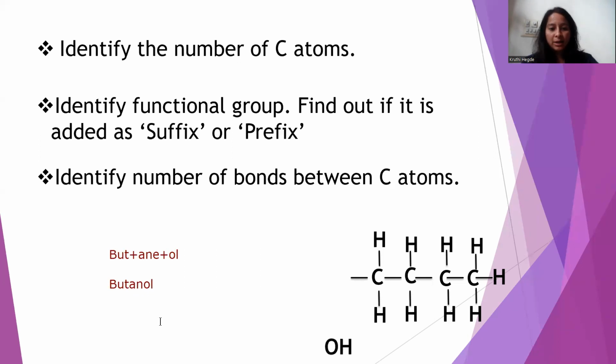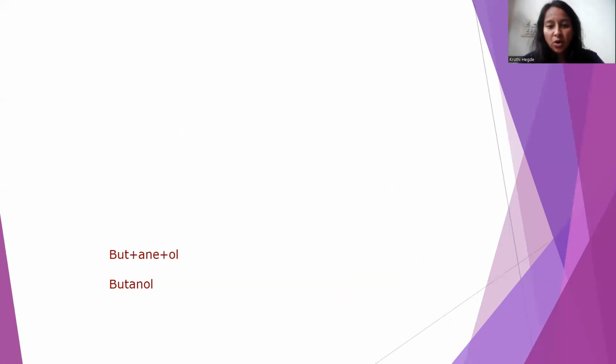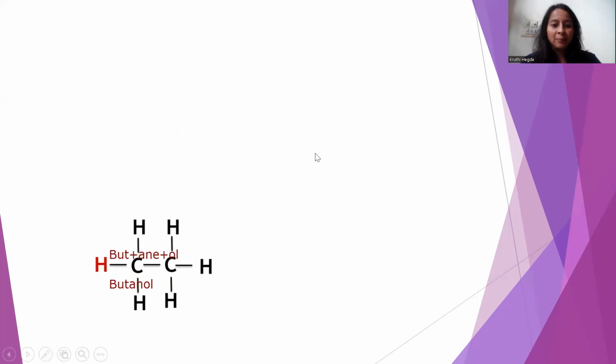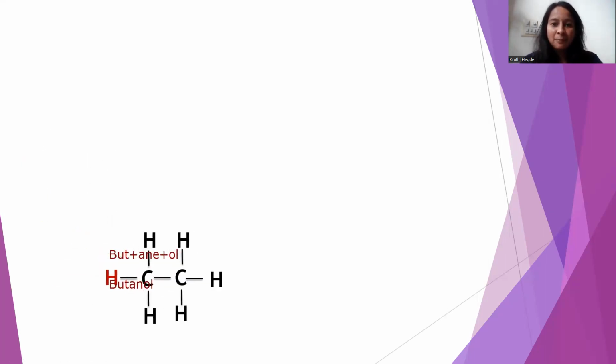Because 4 carbon atoms are there. Got it, children? So when OH is there, it is butanol. Moving ahead, another example. Here 2 carbon atoms are there. 2 carbon atoms means its name starts with eth, right?